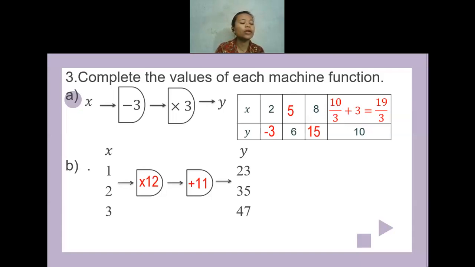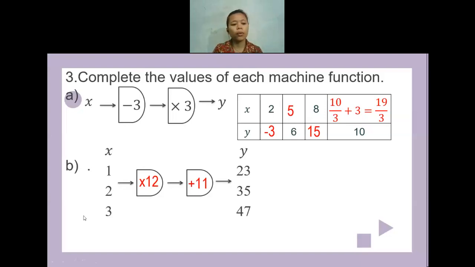Is there anyone having any question regarding question 1 to 3 before I move to question 4? Is there anyone who gets confused? No? No confusion? Okay. If you have no confusion, I will move to question 4.